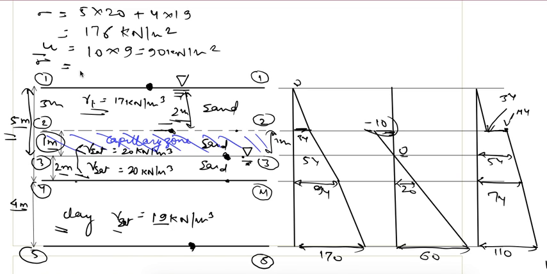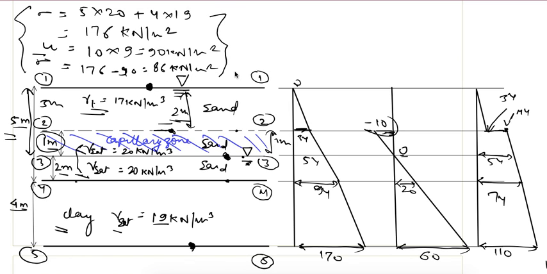So here effective stress is equal to 176 minus 90, so 76 plus 10, it is 86 kilonewton per meter square. Now let's say this is for the condition when the water table is at the ground surface.